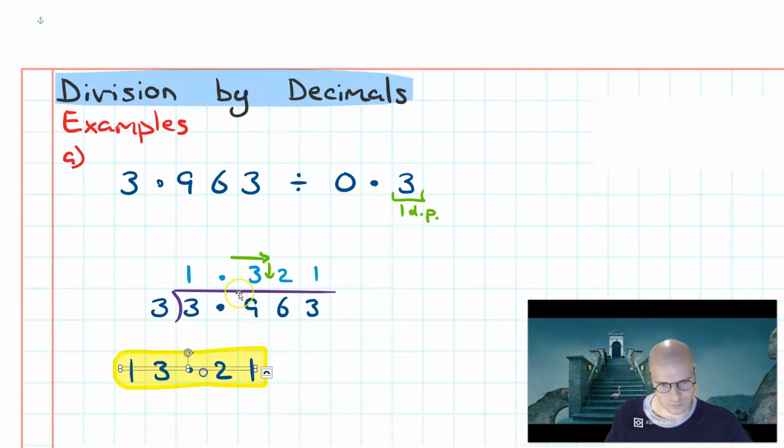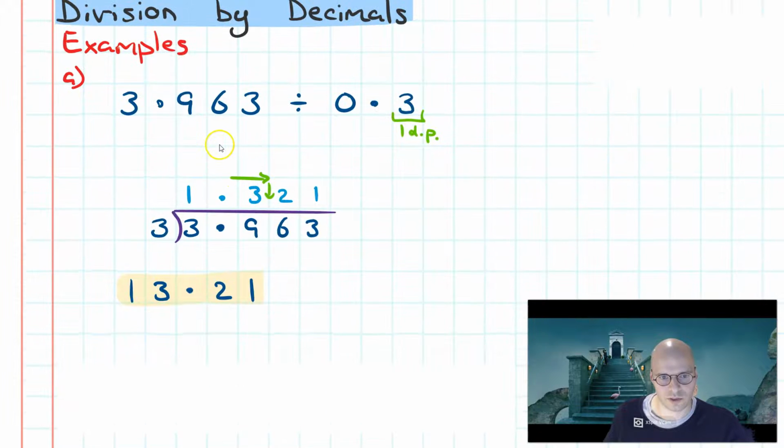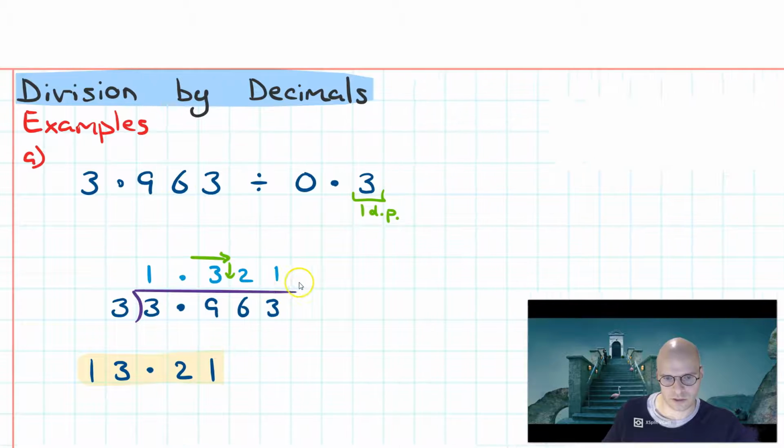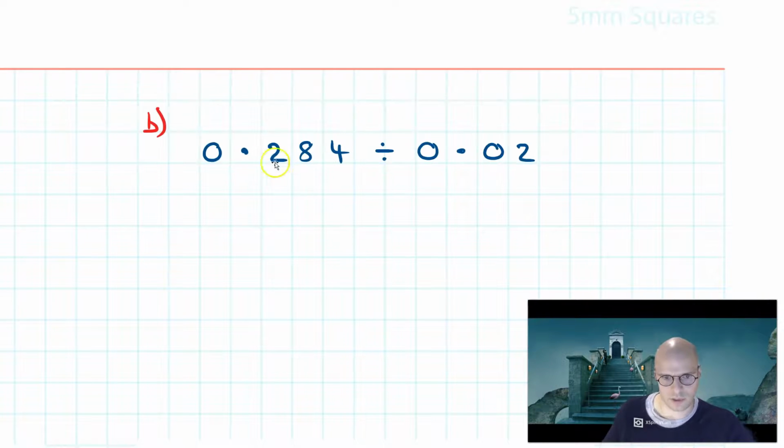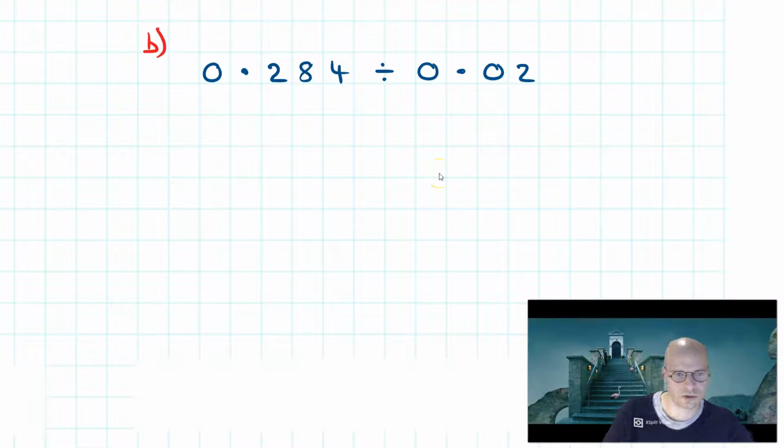So the method we may use to calculate the division of a decimal by a decimal is simply pretend the divisor is in fact a whole number and then adjust the decimal place by shifting to the right. Alright, moving on, let's go across to B. We have 0.284 divided by 0.2.